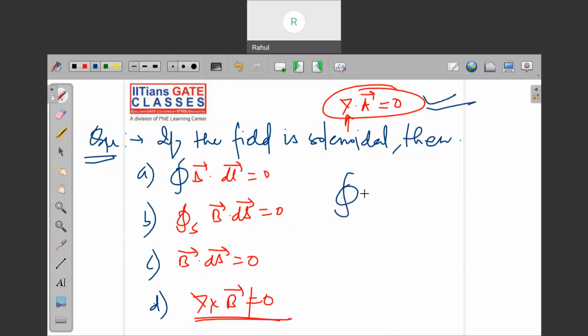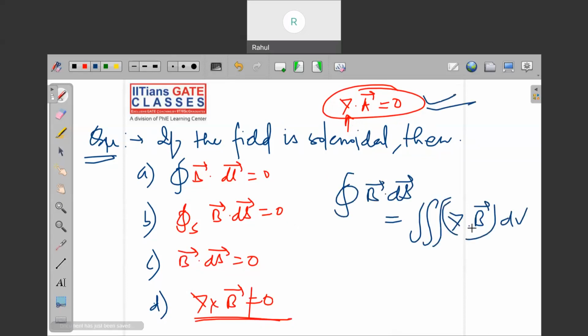So you have to keep this in mind that b dot ds equals, from the divergence theorem, divergence of b dot dv. So if this is 0, divergence is 0 because the field is solenoidal. So this is going to be 0, right? Which option is going to be correct here? Option B is going to be correct. This cannot be, this cannot be, and this cannot.